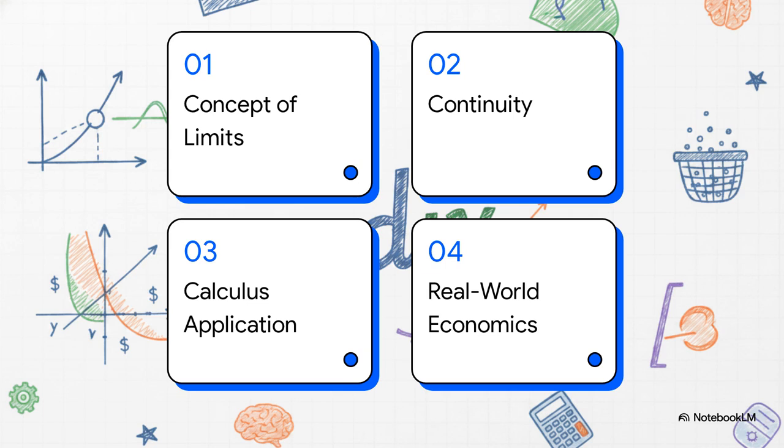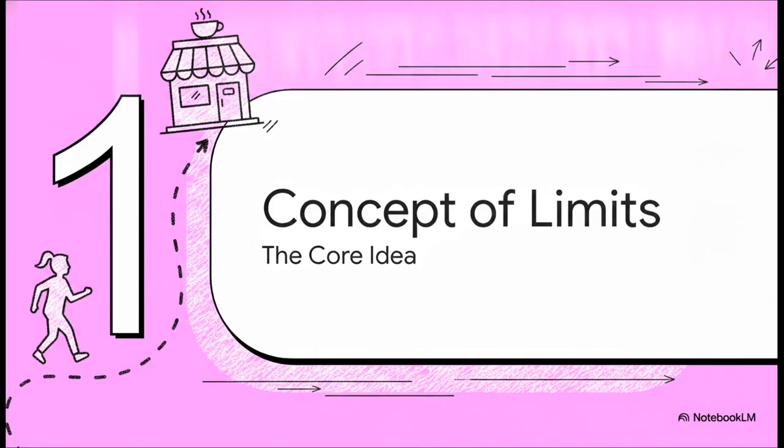So here's our agenda. First, we'll cover the core concept of limits. Second, we'll explore the unbroken path, also known as continuity. Third, we'll see how this acts as the engine of calculus. And finally, we'll tie it all together with real-world economics. All right, let's jump right into Section 1, the core concept of limits.